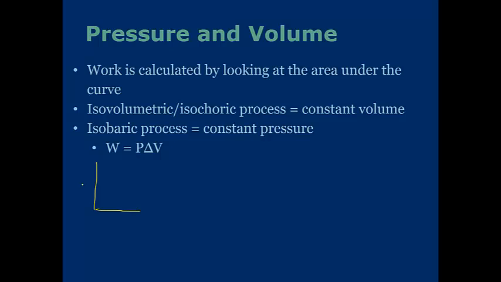If I were to draw a PV graph, pressure and volume, and I were to draw it looking like so, I have a P1 and a P2. Just by looking at this graph, what type of process do you think this is? If you guessed isovolumetric, you would be correct. As you can see, even though there's a change in pressure, there's no change in volume.